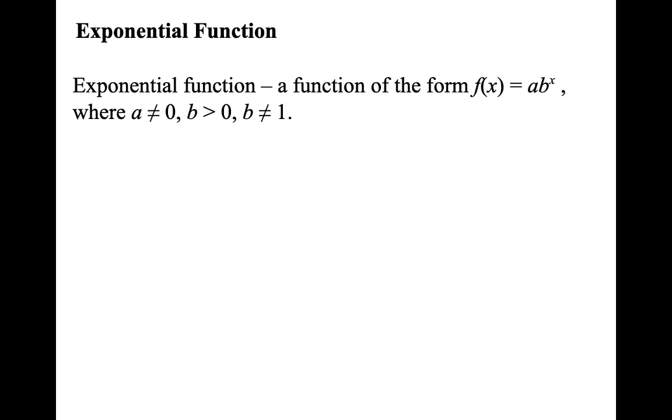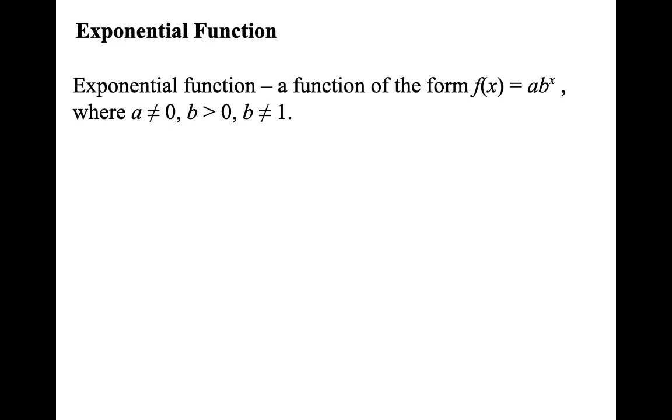Now, there are two things that need to be true for b. The first is that b has to be greater than 0. What that means is that b has to be positive. We're not going to have a negative base. The reason for that, if you recall from previous math classes, is that when your base is negative, the result will change between positive and negative values depending on what the exponent is. So negative 2 squared is positive 4, whereas negative 2 cubed is negative 8. We don't want that flip-flopping between negatives and positives.